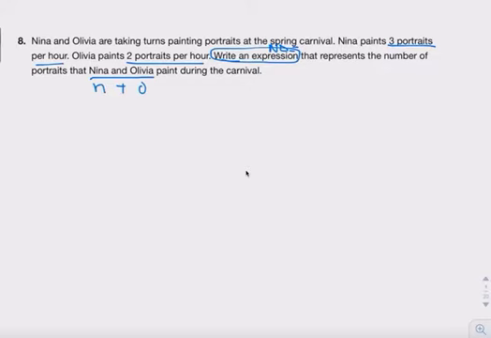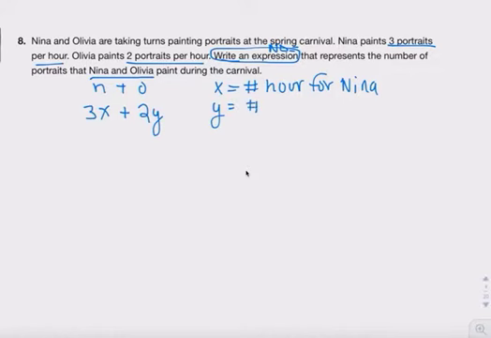Okay, so Nina painted 3 portraits per hour, plus. So X represents the number of hours for Nina. Olivia painted 2 portraits per hour, so we'll give Y. Y, because that's Olivia's hours, equals the number of hours for Olivia.